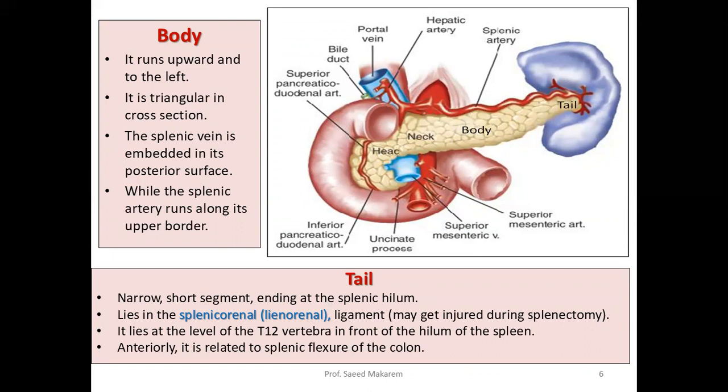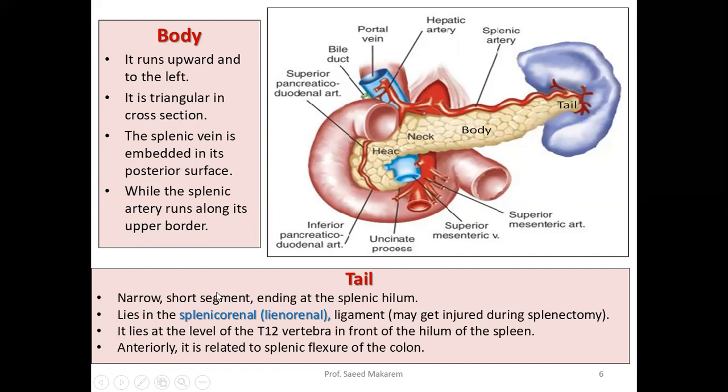Okay, coming to the tail. This is the tail of the pancreas. It is a narrow, short segment ending at the splenic hilum. The hilum is that structure, as you know, for any organ where the structures enter or come out. So the hilum for the spleen is this one. This is the spleen, the blue colored structure, and this is the hilum of the spleen.